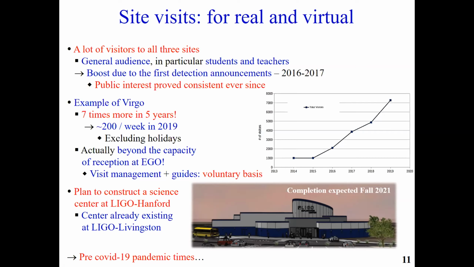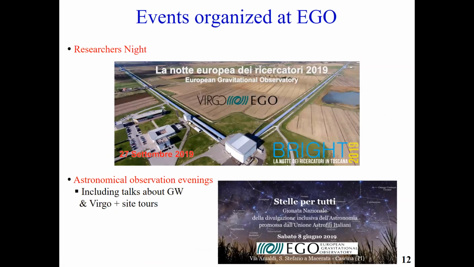At LIGO Hanford, in Washington State, they plan to construct a science center. There is already one at the other LIGO site, and it should be ready in about 1.5 years from now. So that was before the pandemic.